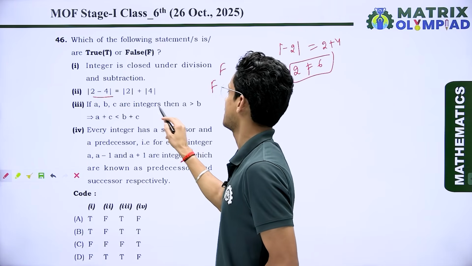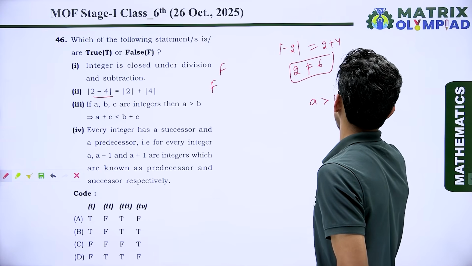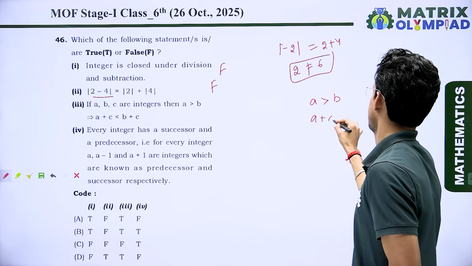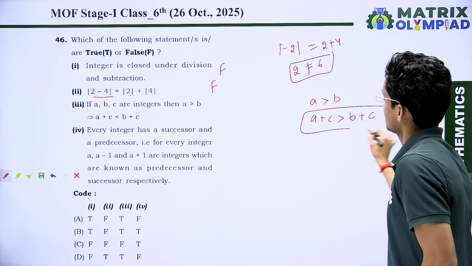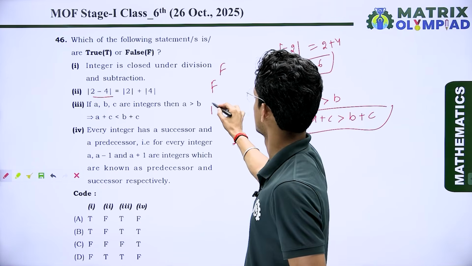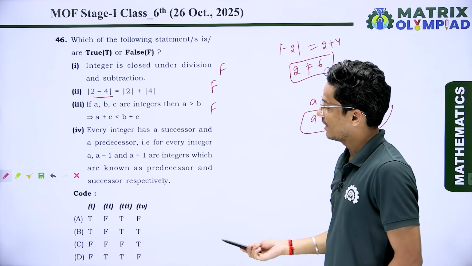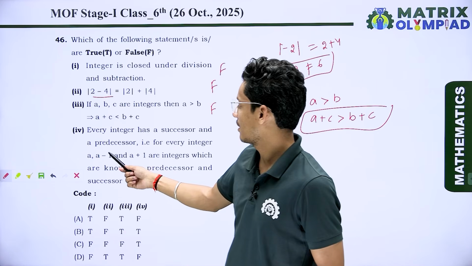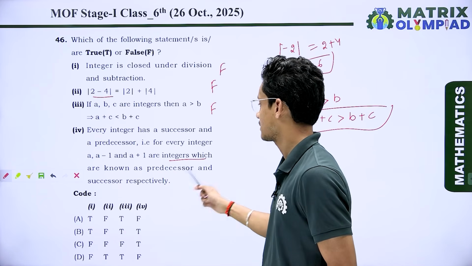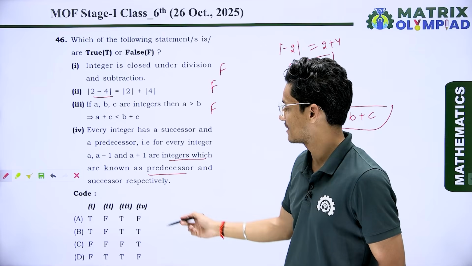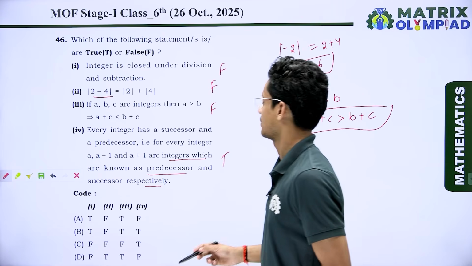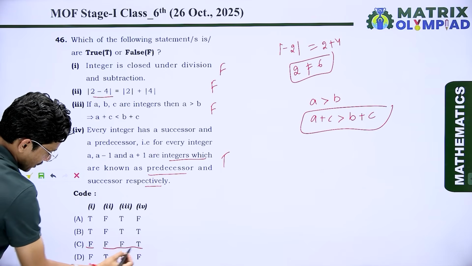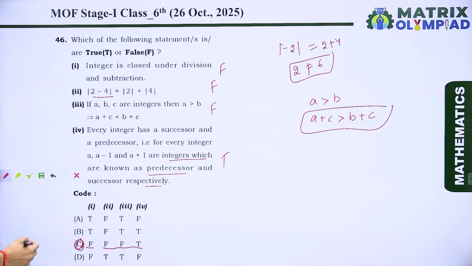Third, A, B, C are integers, then A is greater than B, then A plus C is less than B plus C. When we add C, we can say that A plus C is greater than, but here we have less than. It means this one is also false. Next, every integer has a successor and predecessor. That is, for every integer A, A minus 1 and A plus 1 are integers which are known as predecessor and successor respectively. Yes, this one is true. So the correct option is false, false, false and true. It means option number C is the correct answer over here.